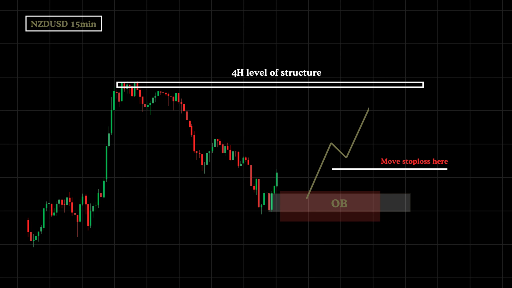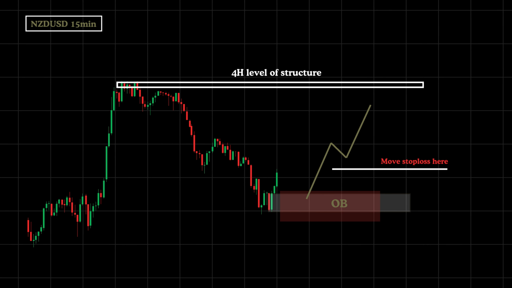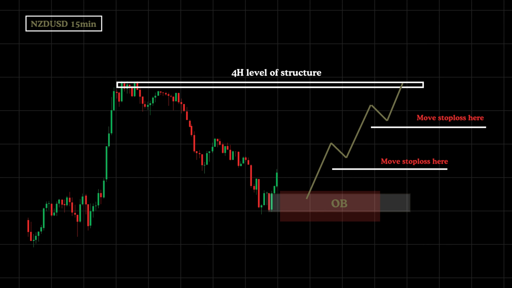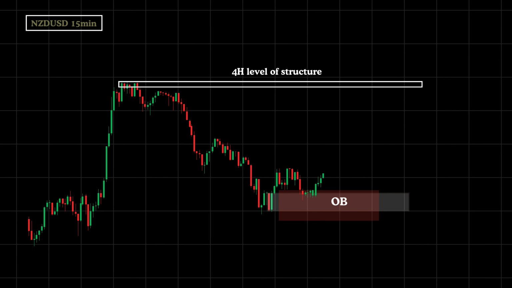That means, each time the market forms a higher low, you adjust your stop loss a few pips below the lowest candle. But that's not all.